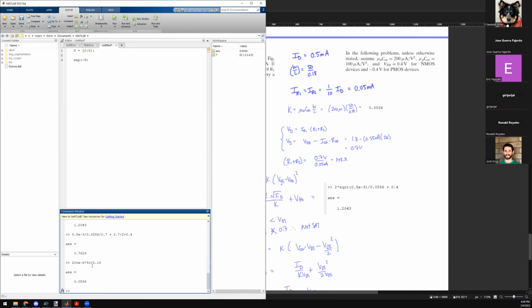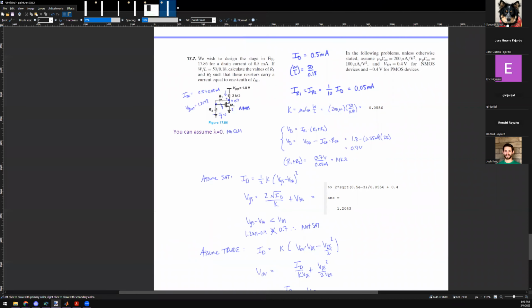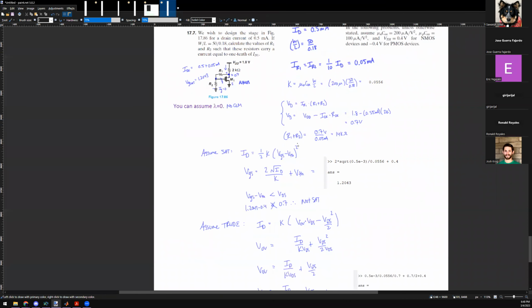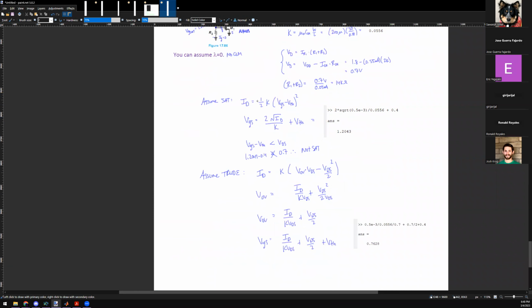Did you divide it by 2? No, because I keep the 2 here. Oh, okay. Did I do my algebra wrong? ID divided by K. ID divided by K plus VDS over 2 squared divided by VDS.